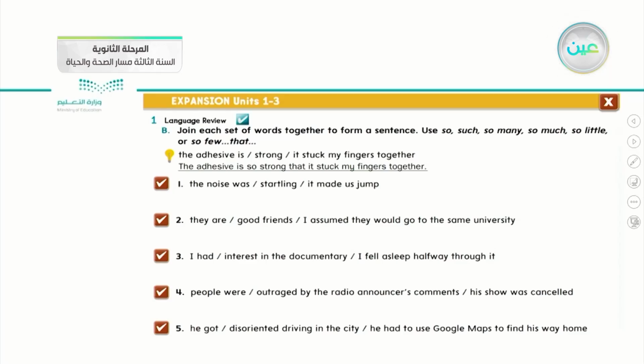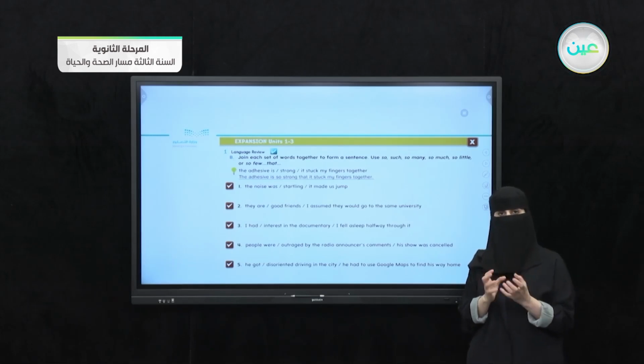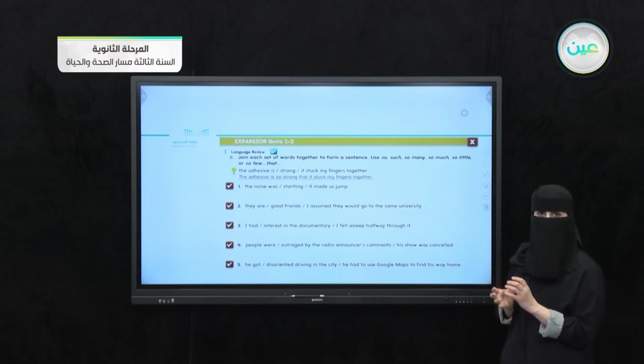Join each set of words together to form a sentence. Use so, such, so many, so much, so little, and so few, and the conjunction that. How can I use these expressions to connect these two parts and make a meaningful sentence?